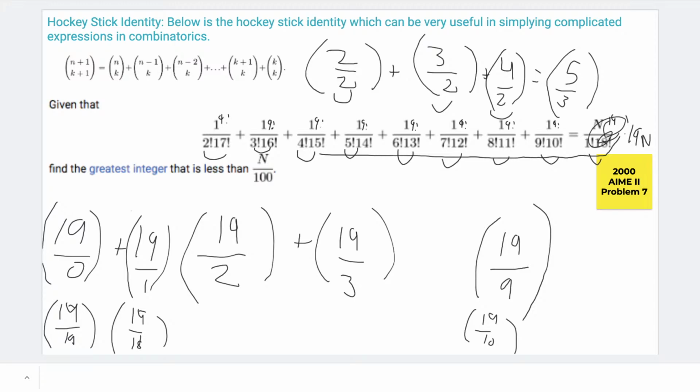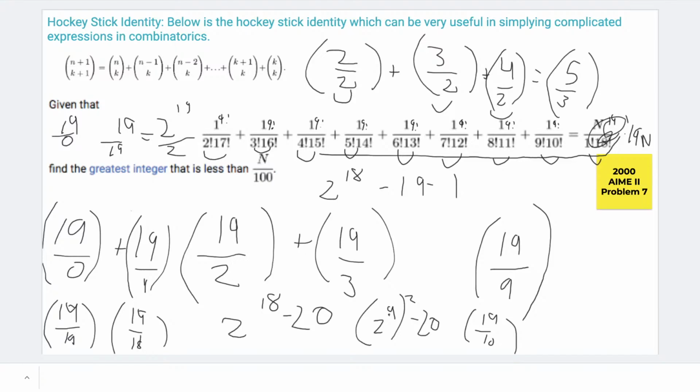And clearly, using the sum of a row of Pascal's triangle, we have 2 to the power of 19 divided by 2, which is 2 to the 18, that is 512 squared, minus 20, and that is the answer. Just calculate that and subtract 20. I just use the calculator for this part. So this expression equals 262,124, and you want to divide this by 100 and find the greatest integer that is less. Clearly, if you divide this by 100, we have a decimal point here.